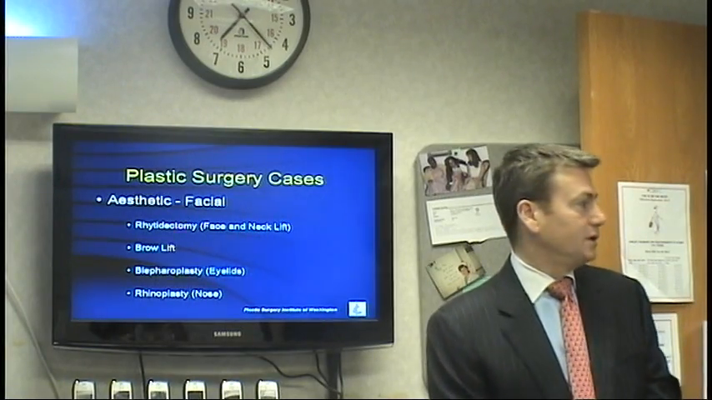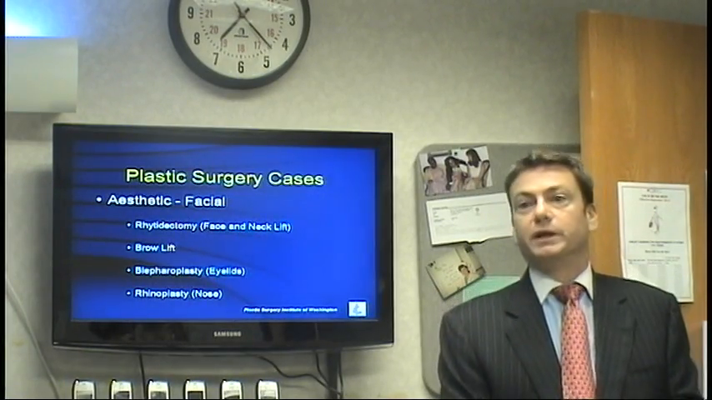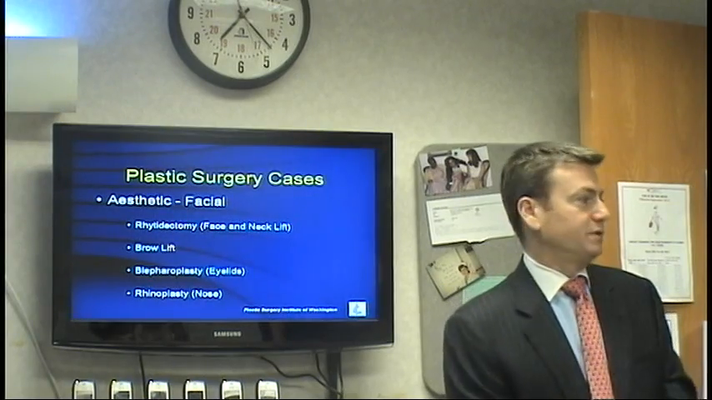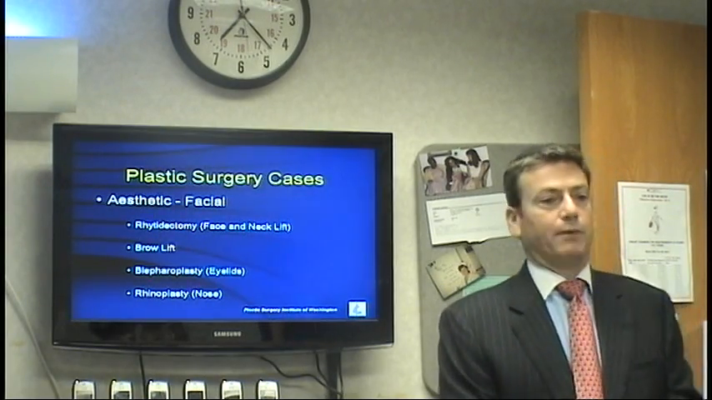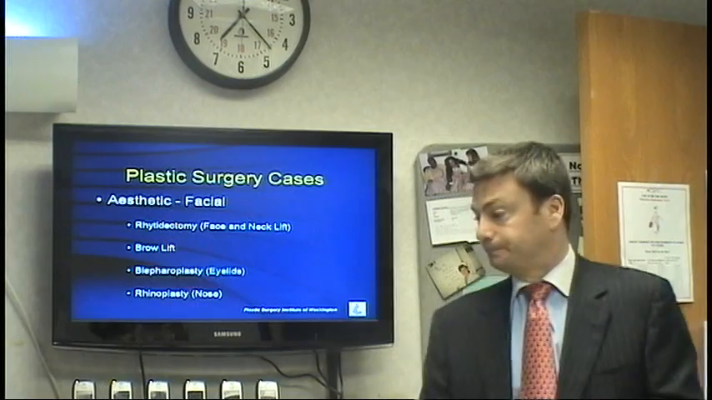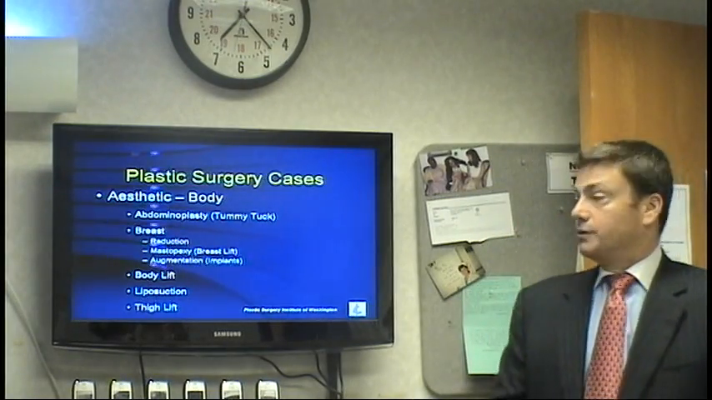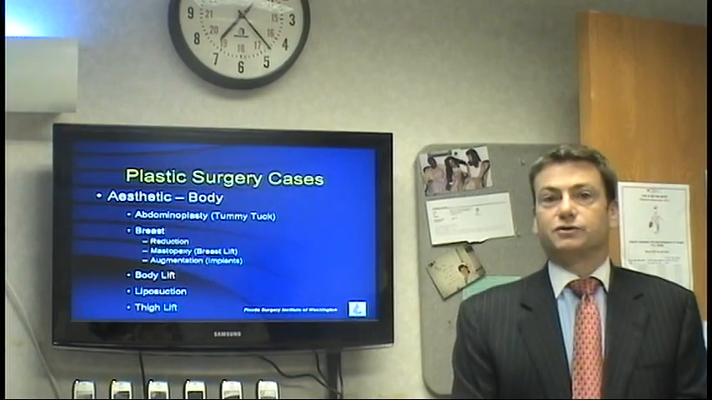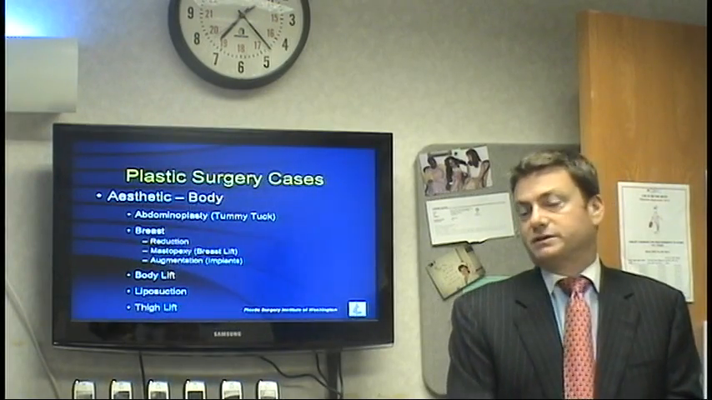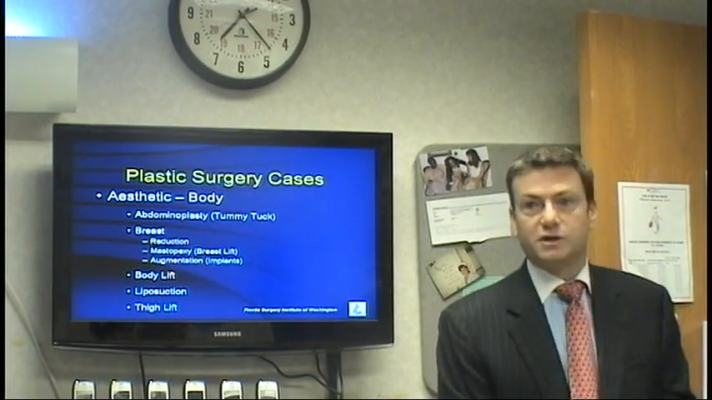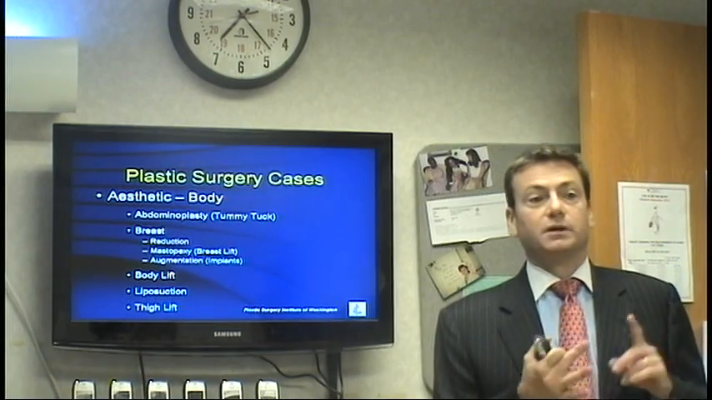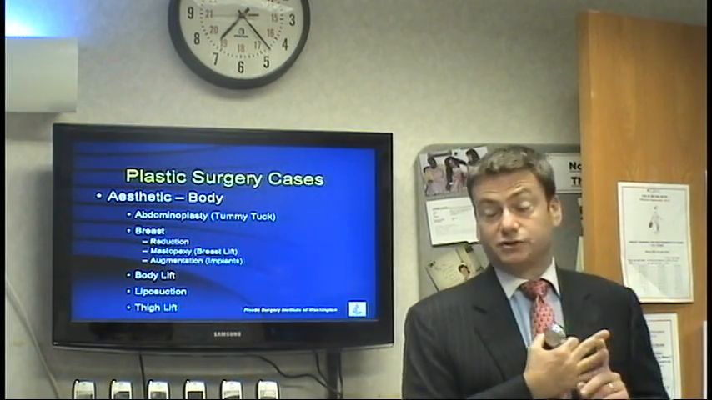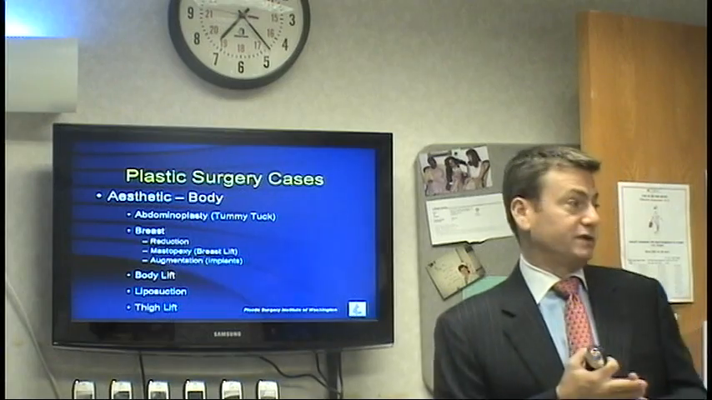Rhinoplasty essentially is a nose job, as people refer to it. You may see that in combination with other things. It's unusual that that would be admitted on its own. Other things you'll see are abdominoplasties, commonly known as tummy tucks. Also, you'll see a lot of breast surgery. Breast surgery comes in essentially three forms for cosmetic purposes. There's breast augmentation, breast mastopexy, which is essentially a lift, and then breast reduction.